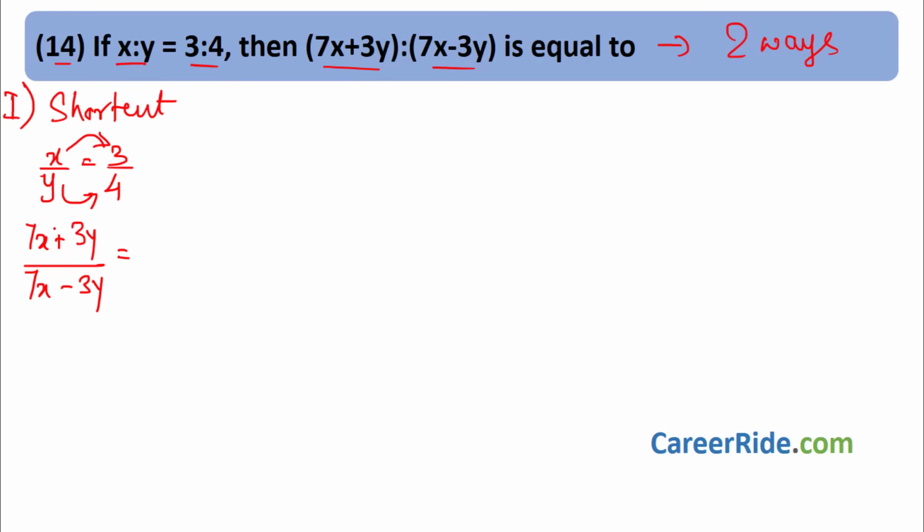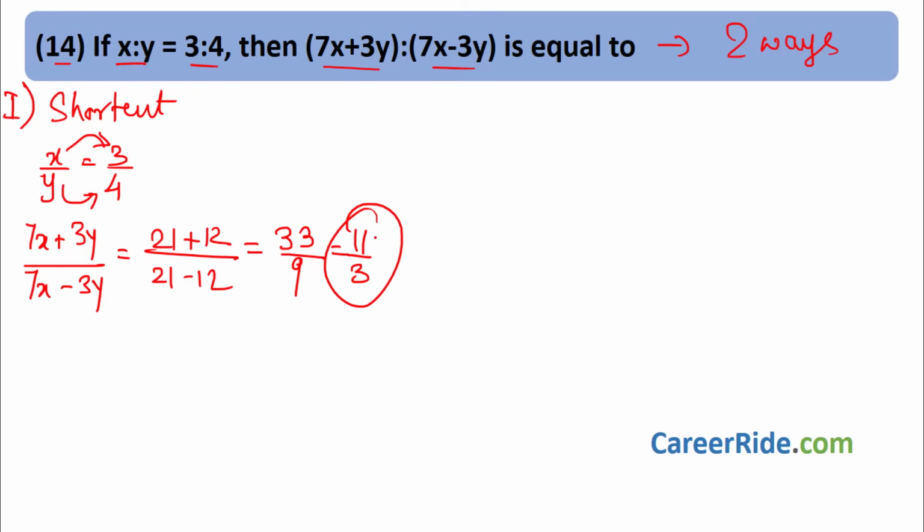So x value is 3. 7 3s are 21. 3 4s are 12. 7 3s are 21 minus 12. That would be how much? 33 upon 9, 11 upon 3. We got the answer. Now let us see what is the second method.